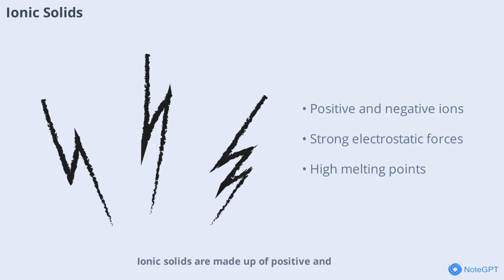Ionic solids are made up of positive and negative ions held together by strong electrostatic forces. Table salt or sodium chloride is a classic example. The regular arrangement of ions in a lattice gives these solids high melting points and makes them brittle. When dissolved in water, ionic solids often break apart into their ions, allowing them to conduct electricity. Their unique properties make them essential in chemistry and everyday life.